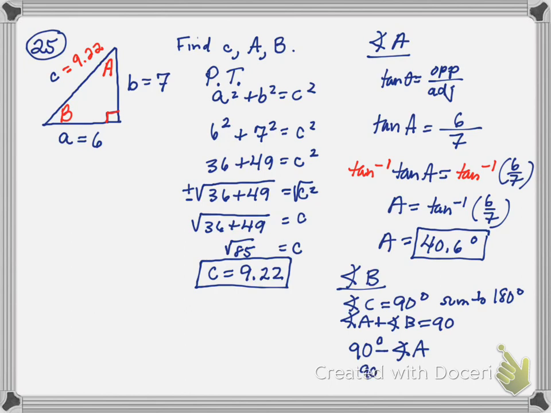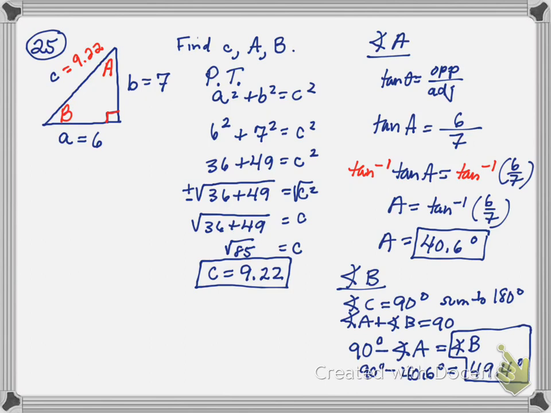I'm going to get 90 degrees minus angle A, which is 40.6 degrees, and I'm going to get an answer for angle B, which equals 49.4 degrees. So angle B is 49.4 degrees.